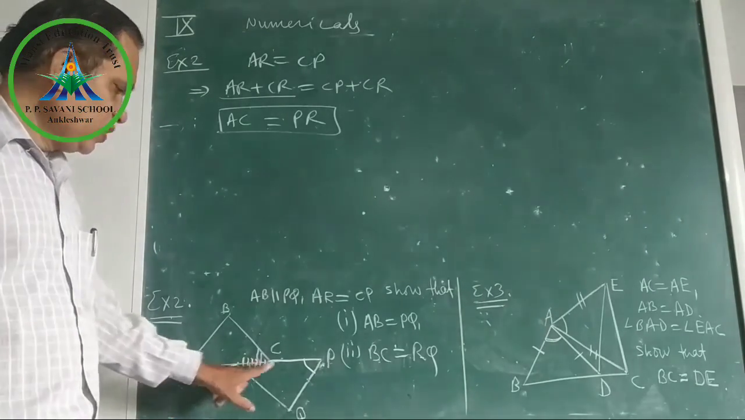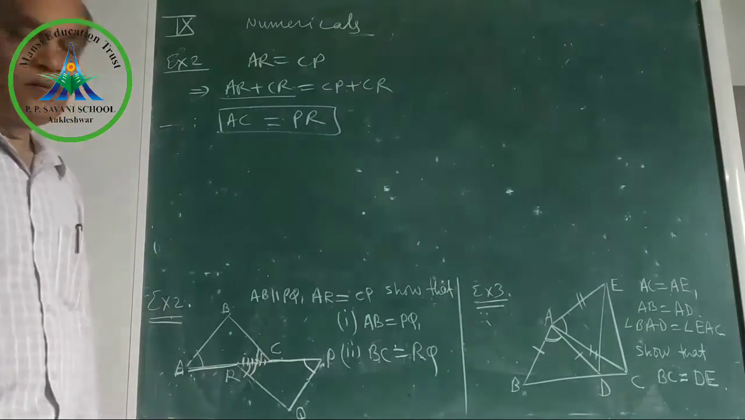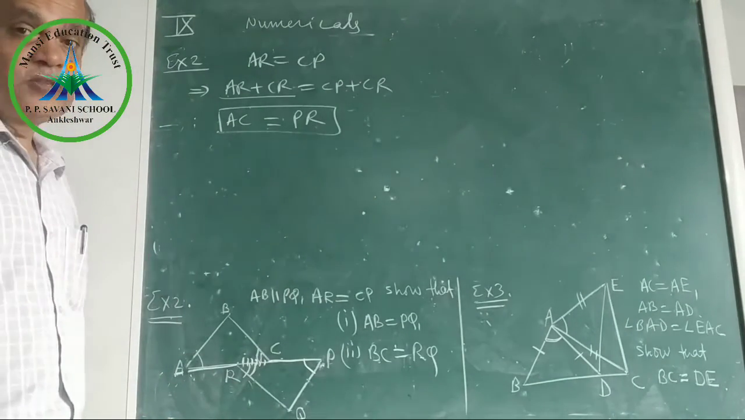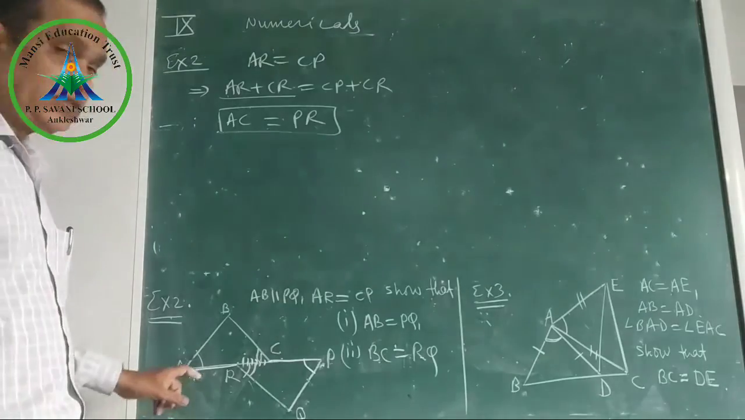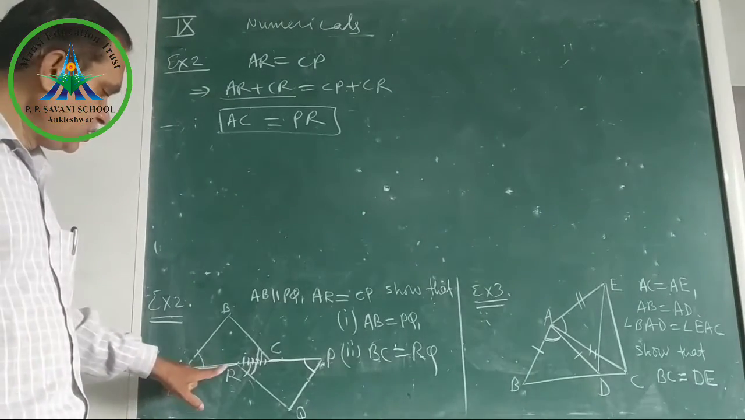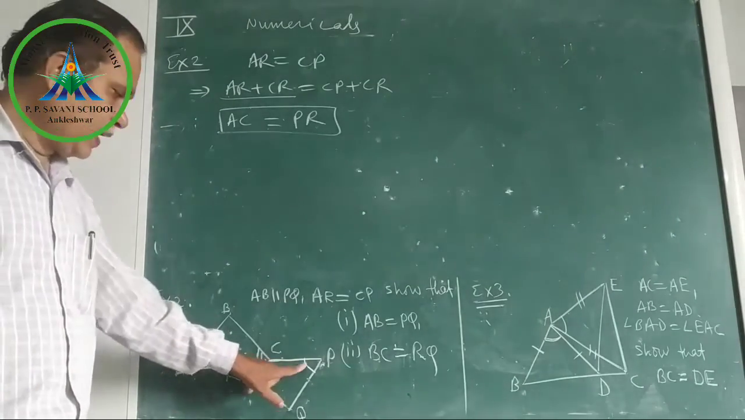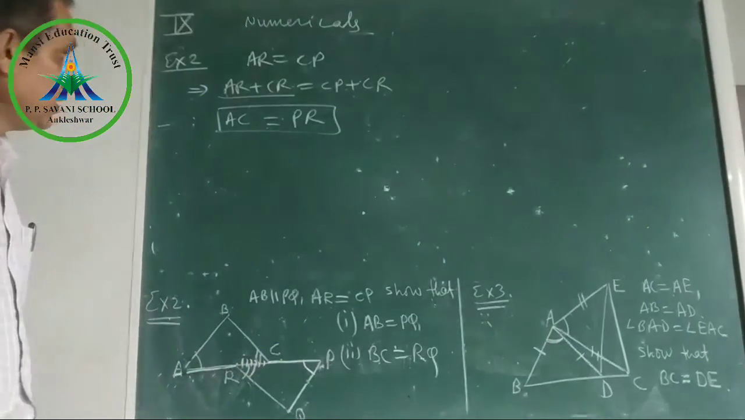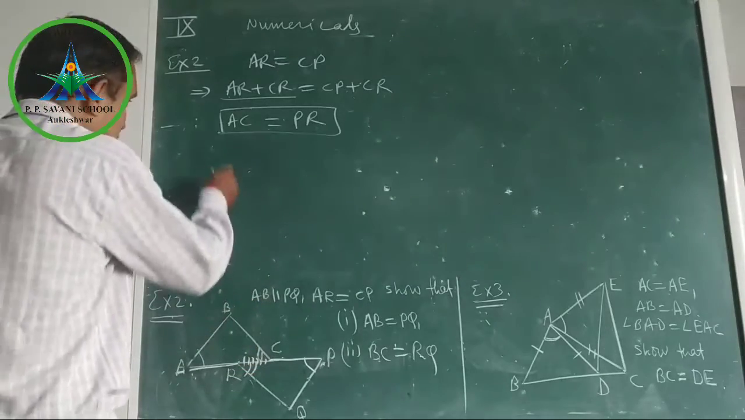Okay, and AC equal to PR proved. So read the rule. Which rule is applicable? Yes, very good. Angle, side, angle. Angle, side, angle. Okay, again see. So we are just writing now.